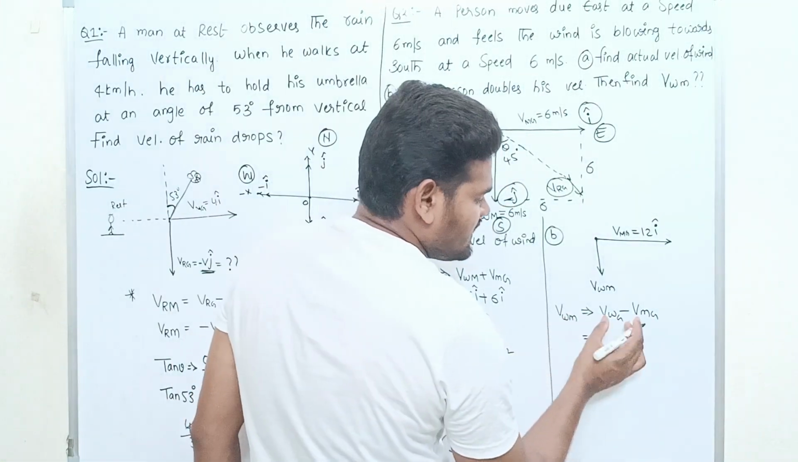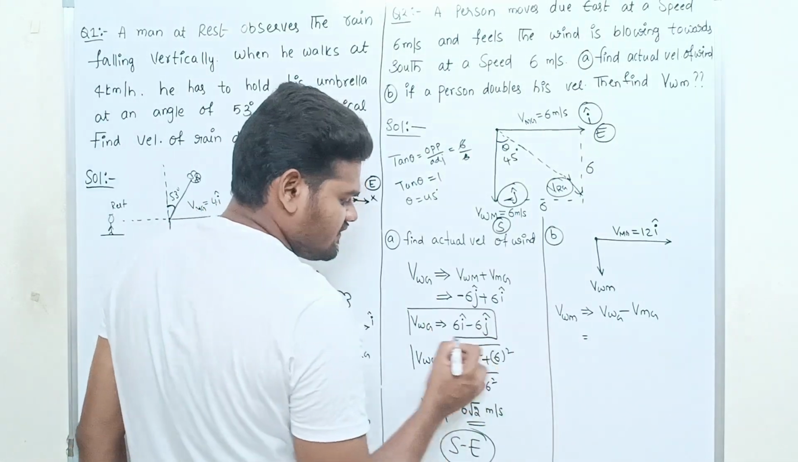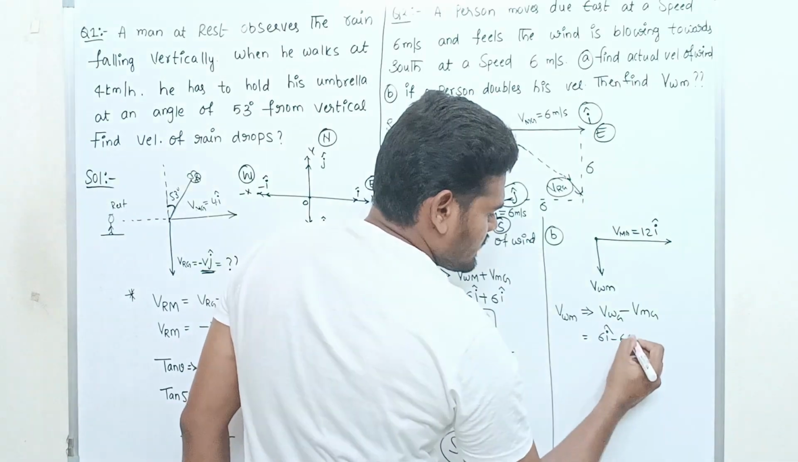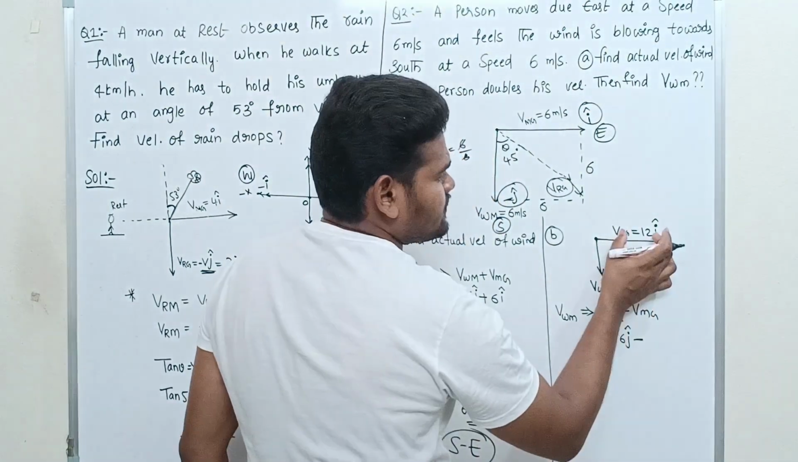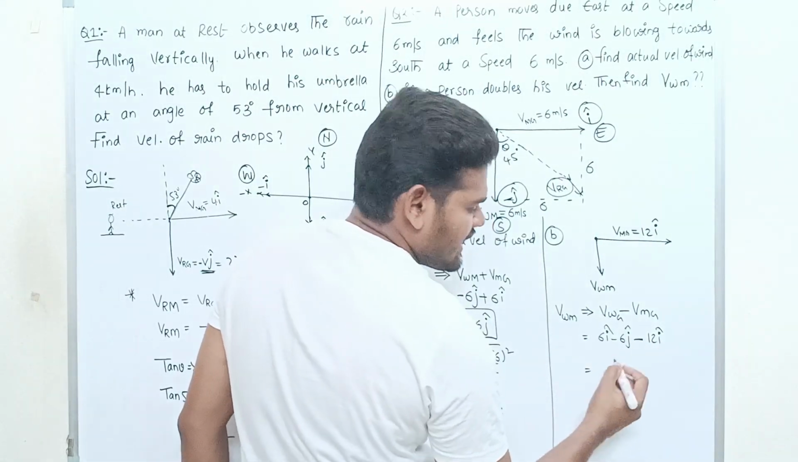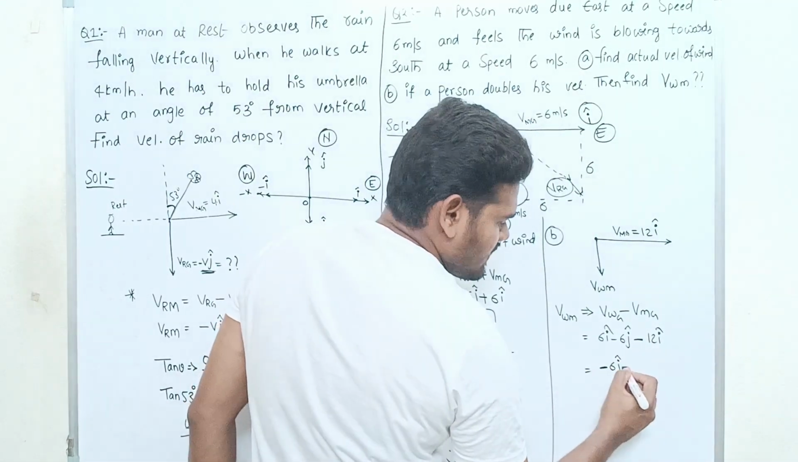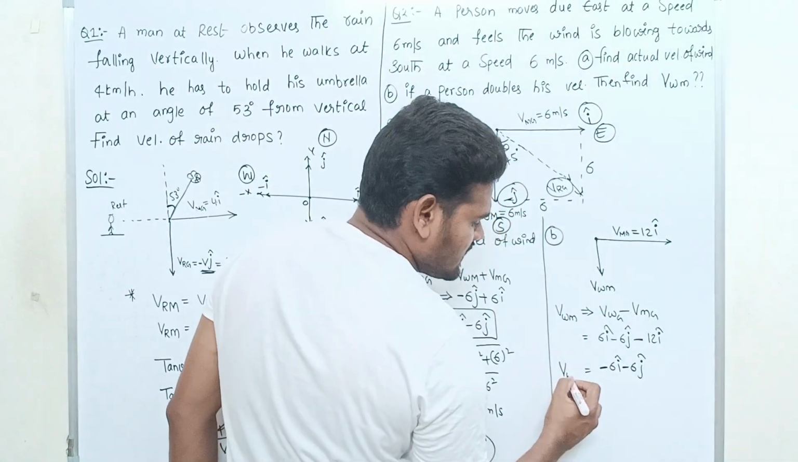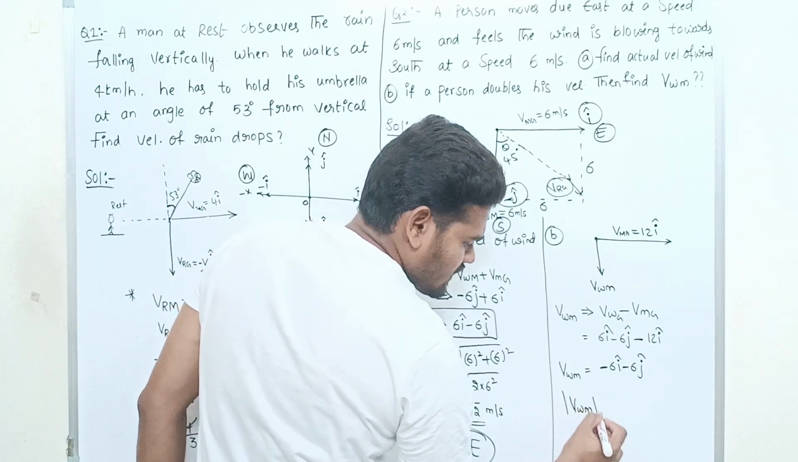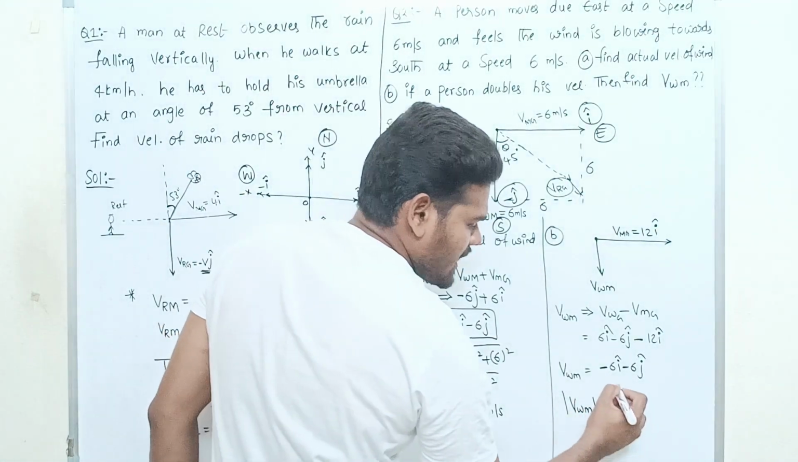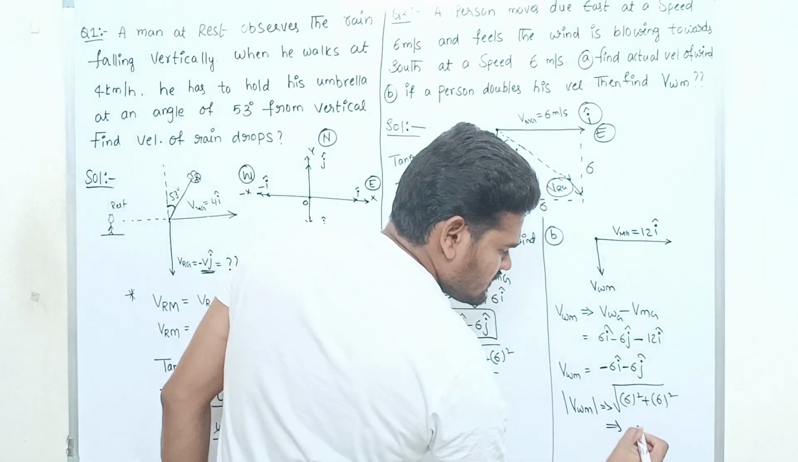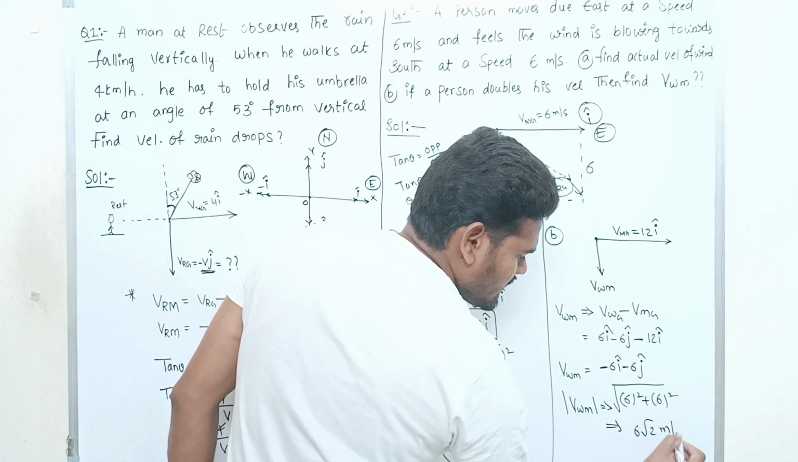So we have the velocity of wind with respect to ground. How much is it? 6 i cap minus 6 j cap, minus the velocity of man with respect to ground, 12 i cap. So 6 i cap minus 12 i cap, you will get minus 6 i cap minus 6 j cap. So this is the velocity of wind with respect to man. And if you want to find the magnitude, it is the square root of the coefficient of i cap squared plus the coefficient of j cap squared. Again you will get 6 root 2 meter per second.